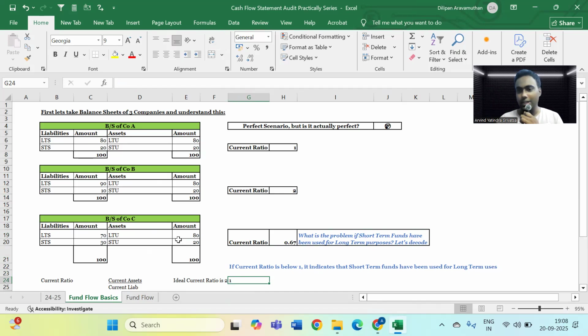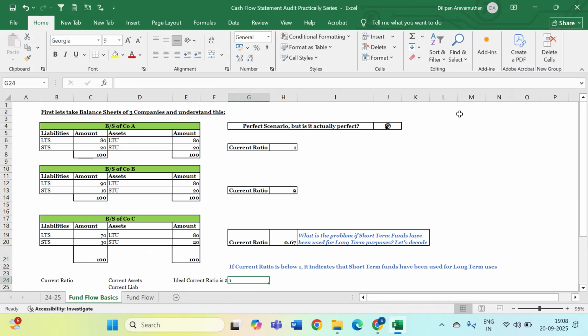Right? So now, coming to the most important and the beautiful part of the video, we're going to be looking at how we're going to be preparing a fund flow statement from start to end. Just a moment, guys. Just representing my screen.